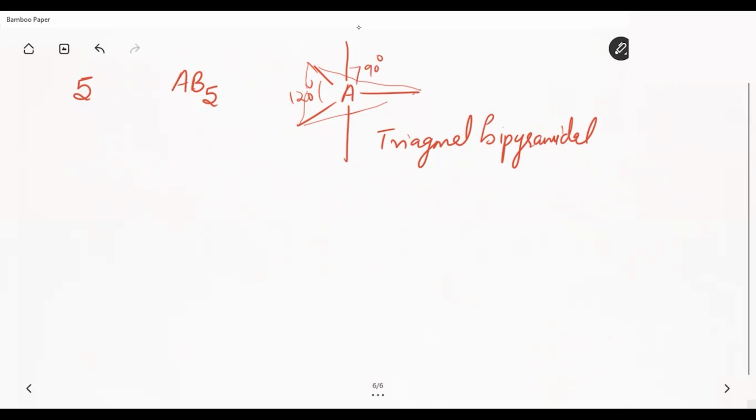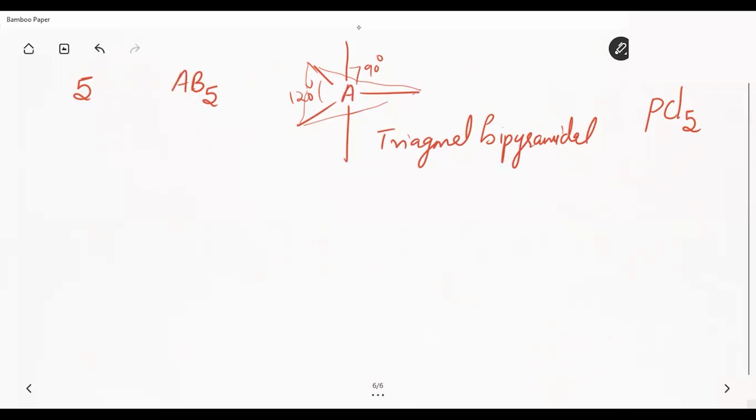The best example is PCl5. Phosphorus has 5 electrons in the valence shell. Those 5 electrons are shared with the chlorine atoms. There are no lone pairs here, only 5 bond pairs. So its shape is trigonal bipyramidal with bond angles of 120 and 90 degrees.